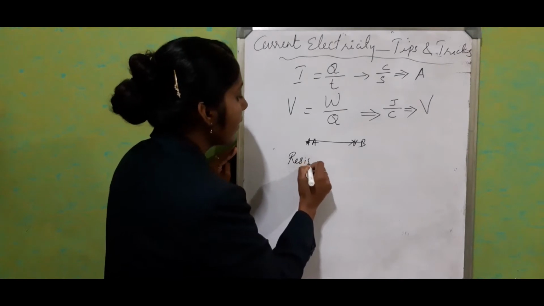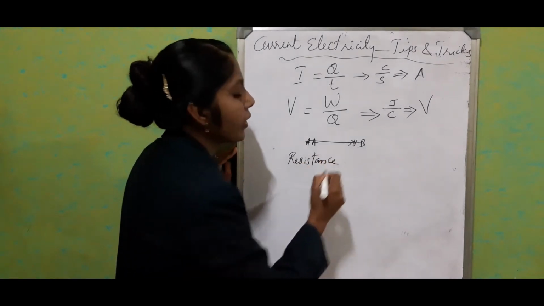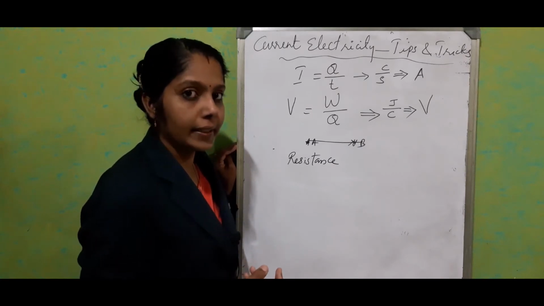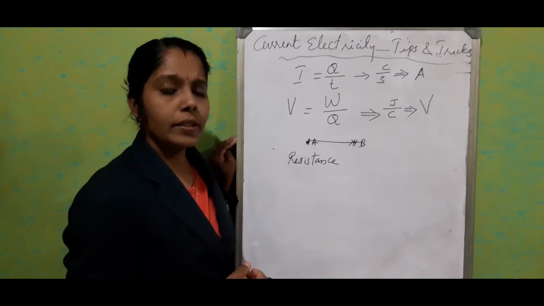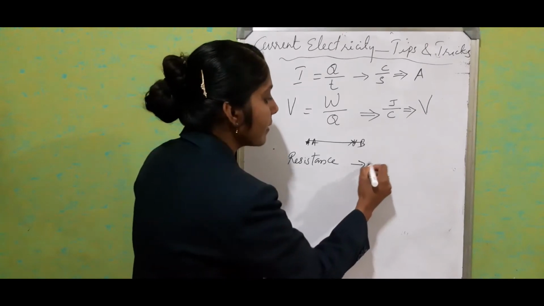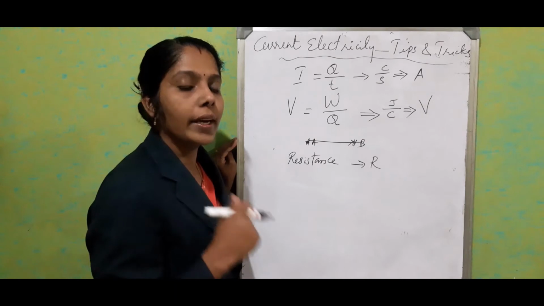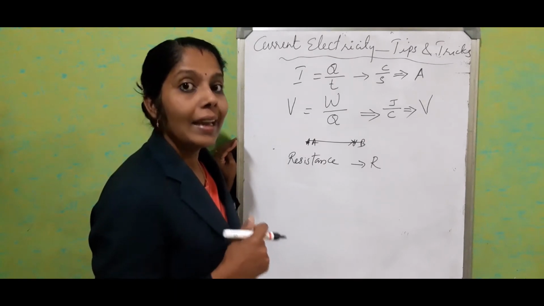Okay, our next concept is resistance. What is resistance? It is the obstruction offered by the circuit when electrons flow in a conductor. Okay, and we used to represent resistance with the letter R. On the basis of resistance, we studied a law. Remember that? It's Ohm's law.